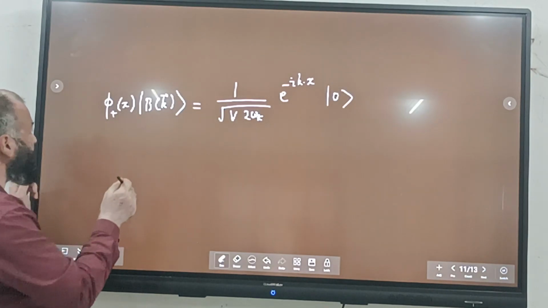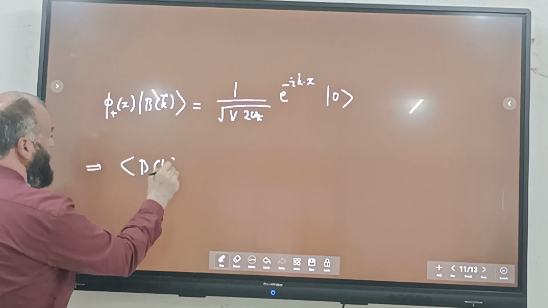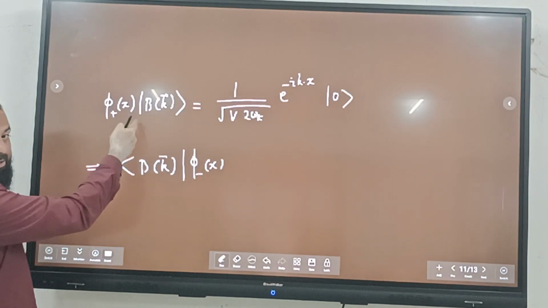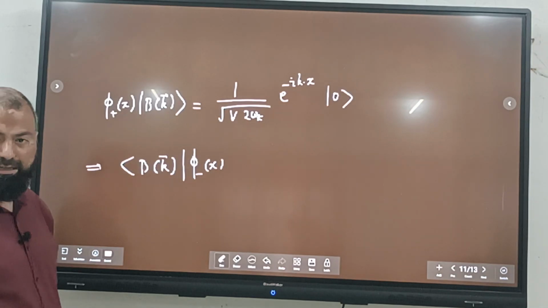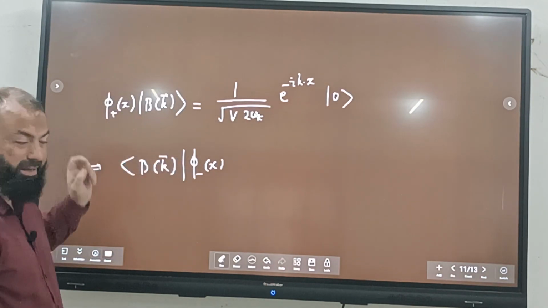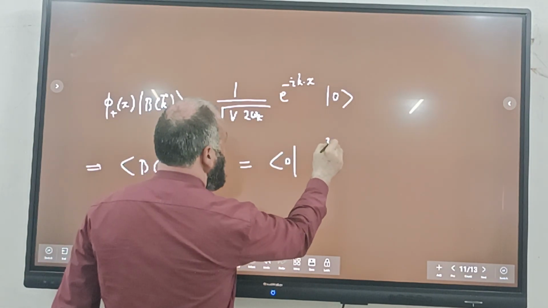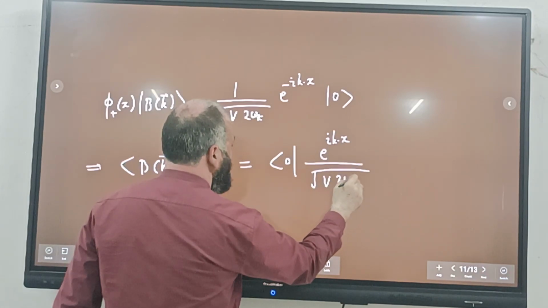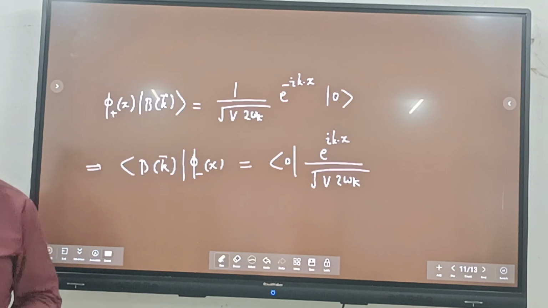Okay, so wait a second. You can take the conjugate of this thing, which implies the conjugate of this thing is b of k, acting on phi minus, because it is an annihilation operator in this direction. When you take the conjugate, it will become a creation operator. Clear? Phi plus dagger is actually phi minus. So this is a very important factor, this root of v twice omega k. Understood? Okay, so let's stop here.